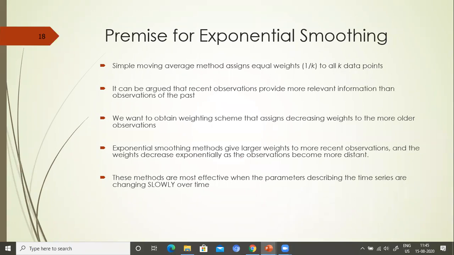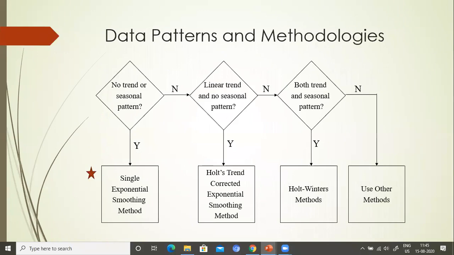The fact that time series itself is a concept which is heavily used in many circles, but most time series are going to change slowly over time. And that is where these kind of methods are most important, because you are recognizing and attaching a lot of importance to more recent observations than the past observations.